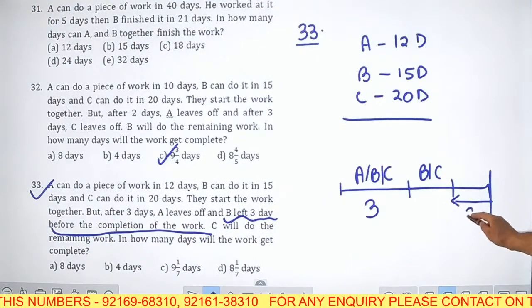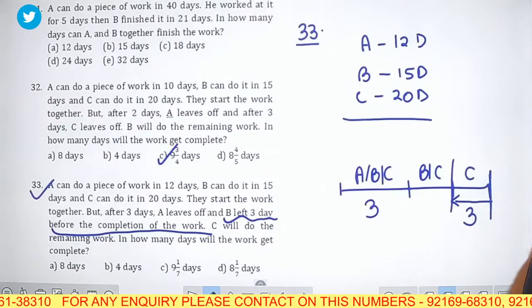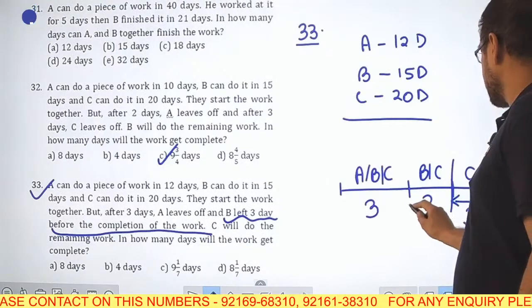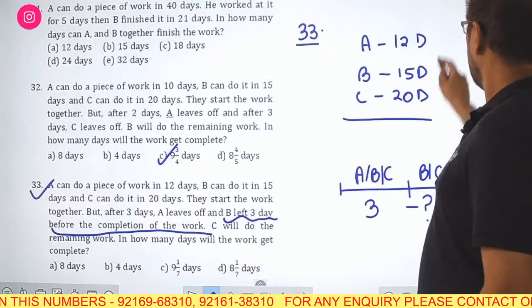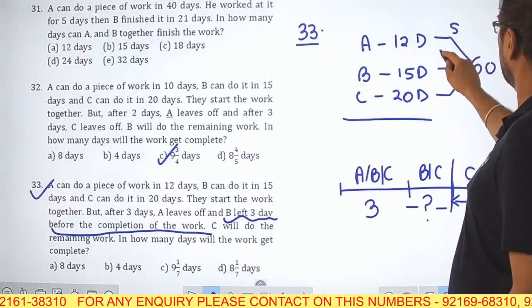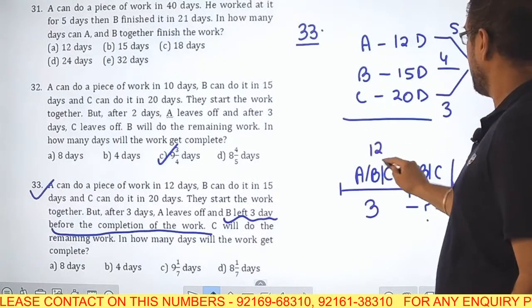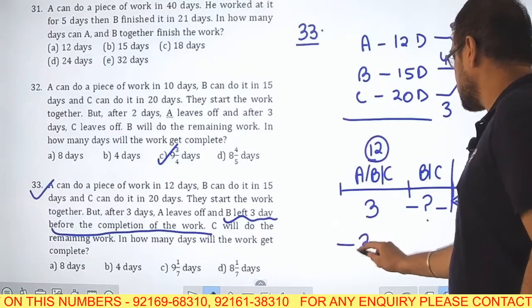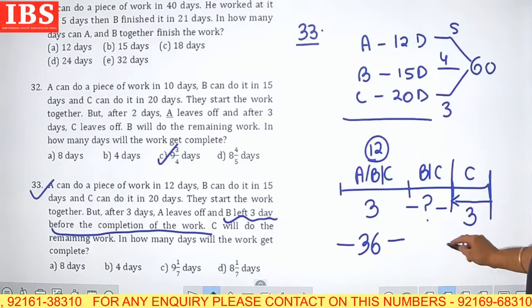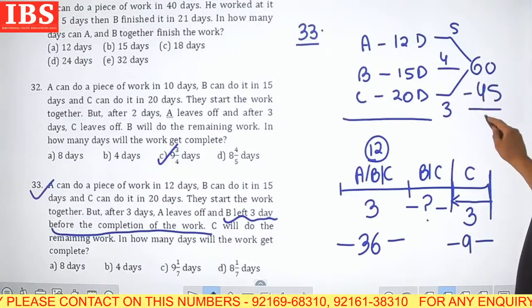So if the work gets complete here, B left off 3 days before. So this is 3. So B left off here. That means here C is working. So we know this. We can calculate this. Let's take the LCM. This is 60, this is 5, this is 4, this is 3. 5 plus 4, 9 plus 3, 12. 12 into 3 is 36. 36 work is done here. And 3 3s are 9 is done here. So 36 plus 9 is 45.